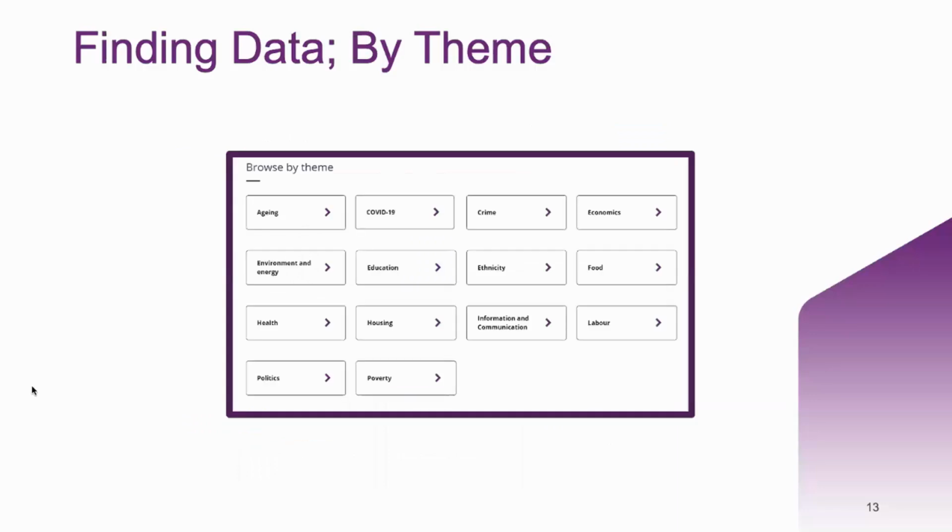And you should see something like this. We have 14 themes in total. You can see examples here: ageing, environment and energy, health, poverty, and we also have a COVID-19 one as well, which is just there. And that's the one we're going to focus on for the moment.